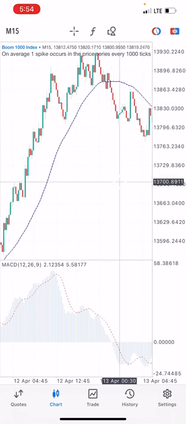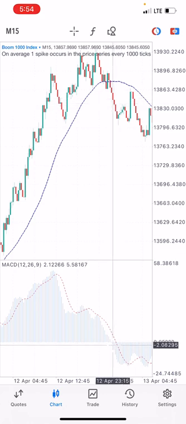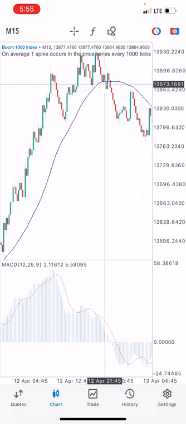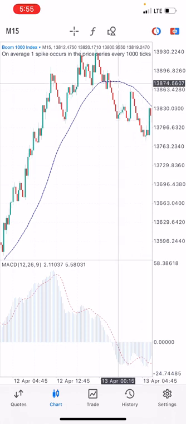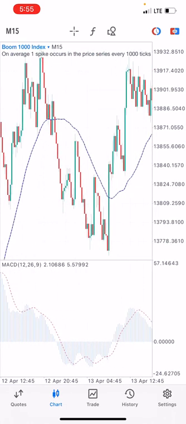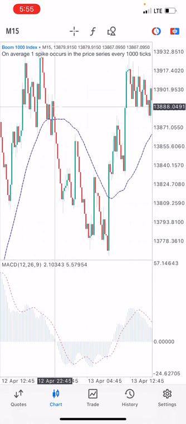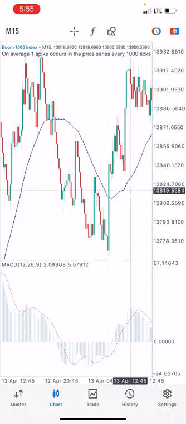And what do you do? As soon as the condition is met again, which is the MACD is now below the zero level and the moving average is above the chart, you place your sell again. From this point, you sell down. Good point, guys. This is what you should always do.